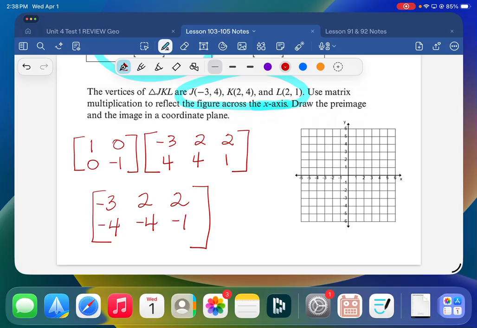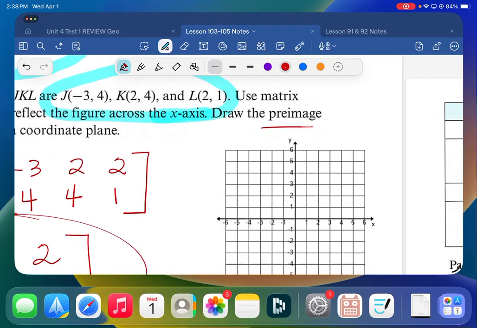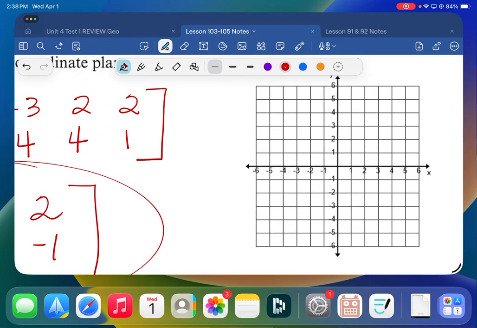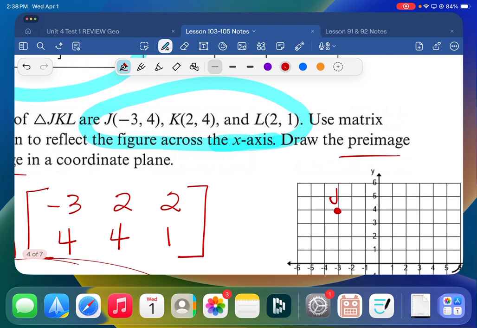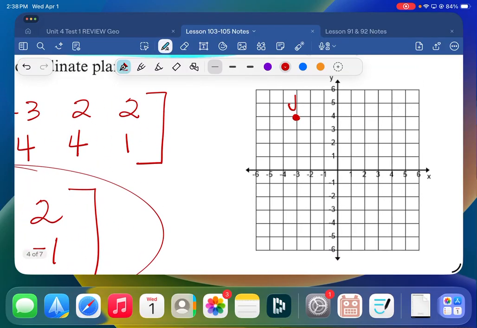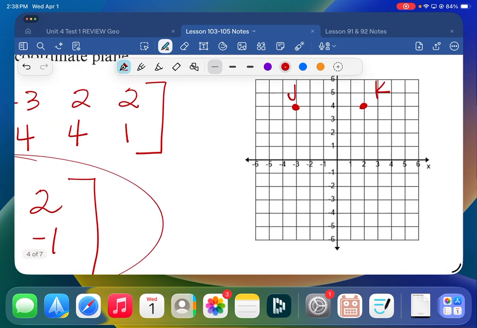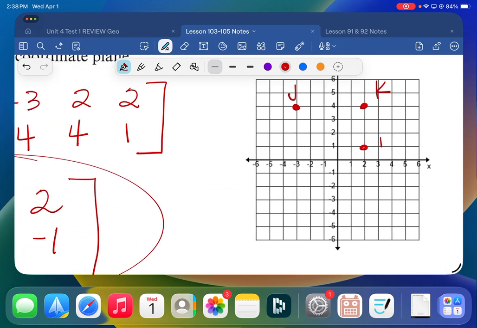Yay. All right, so we got one part of our answer. Now it says to draw the pre-image and the image. Okay, so let's zoom in here. It said J is -3, 4, so -3, 4 is right there. We're going to label that J. They said K is at 2, 4, so there's my K. And they said L is at 2, 1, so that's right there. Label that L as best you can. Connect those dots to make your triangle.